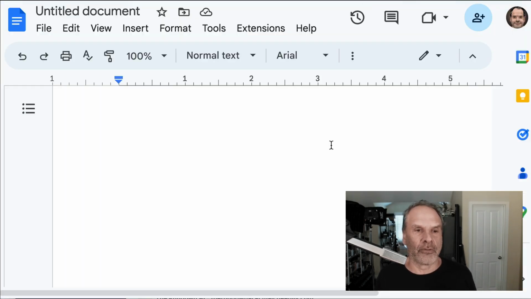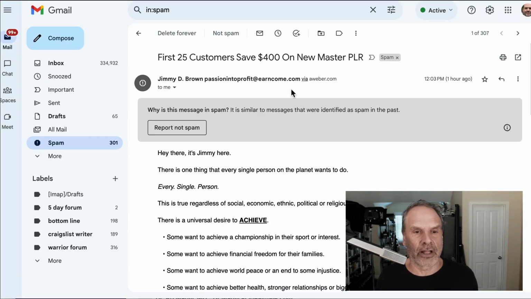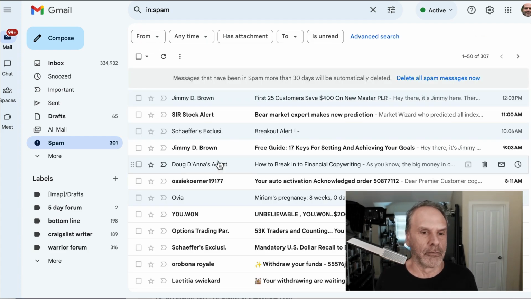So the last reason you may get delivered into spam is your sending domain. That means the domain that shows up may be on the blacklist. I'll give you a secret here. Aweber, this is a via Aweber thing. So passion into profit at earncome.com. This earncome.com may be blacklisted or have a very low reputation, very low quality score. And therefore, everything that Jimmy Brown sends is going to be mostly in the spam folder.